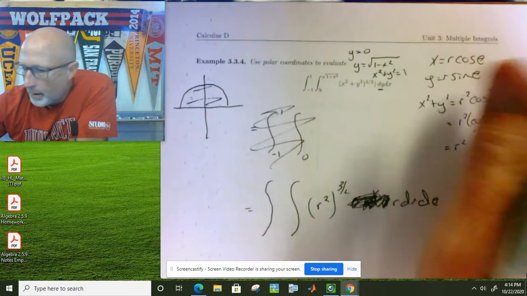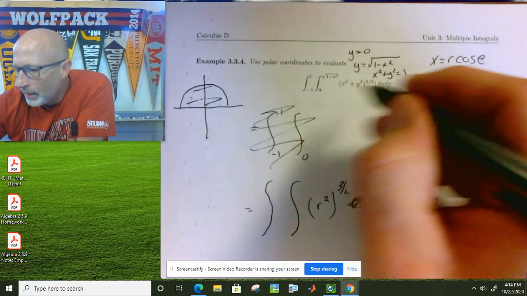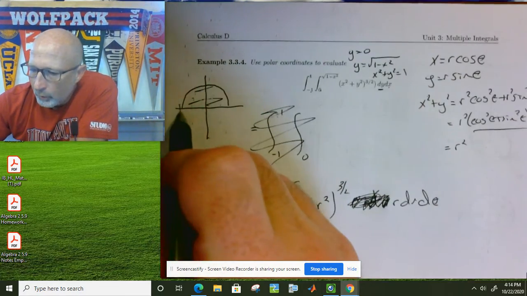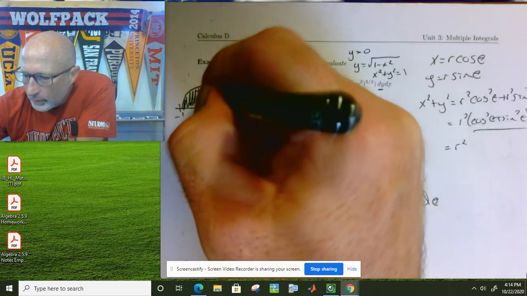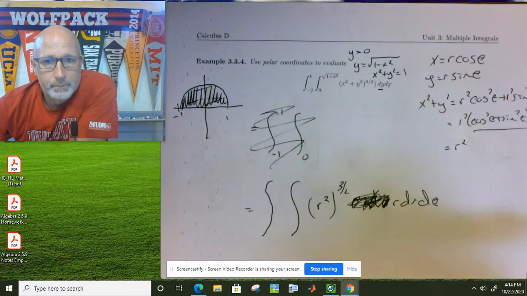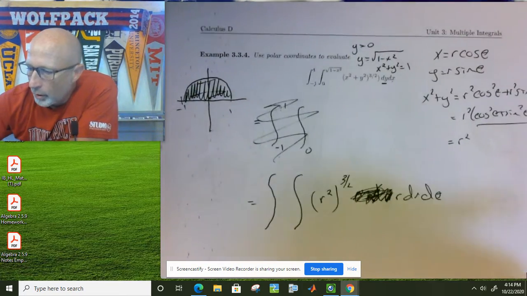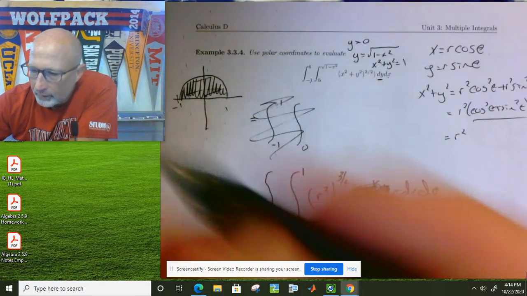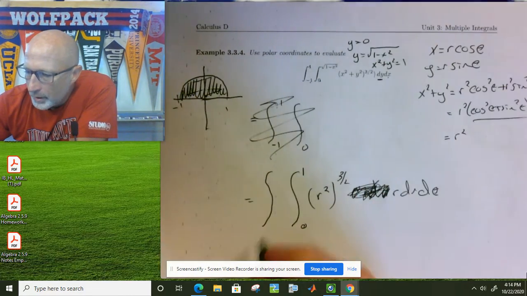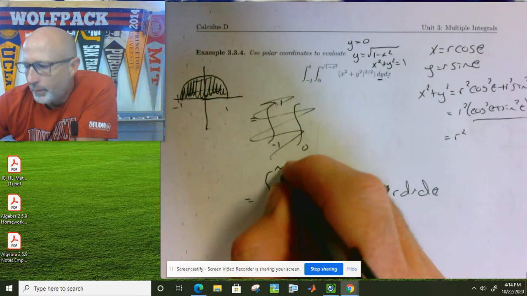Now, what about my x's? My x's are going to go from -1 to 1. So this is the region R that I'm talking about. So what is my r going to go from? It's simply going to go from 0 to 1, because that's what the radius is. And then the theta measurement is going to go from 0 to pi.